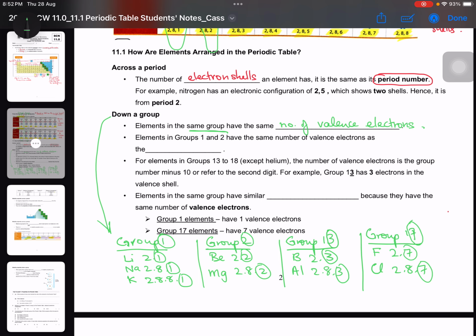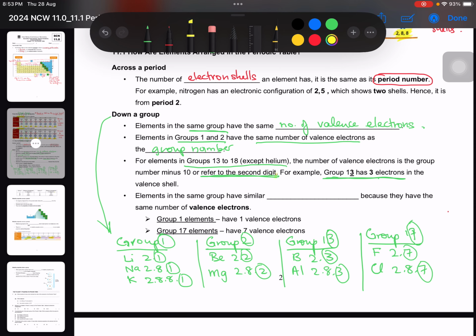Next one, elements in group 1 and 2. So if it is group 1 and 2, they have the same number of valence electrons as the group number. But if they are group 13 to 18, then you have to refer to just the second digit. Okay, for example, group 13 will have 3 electrons. Next, maybe you should highlight it, then it'll be easier to see.